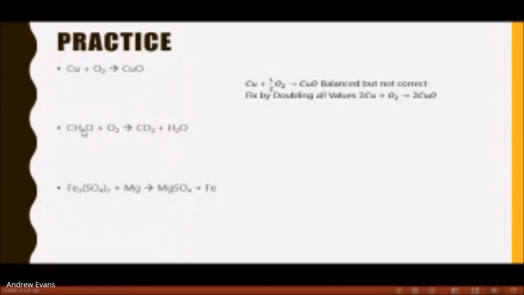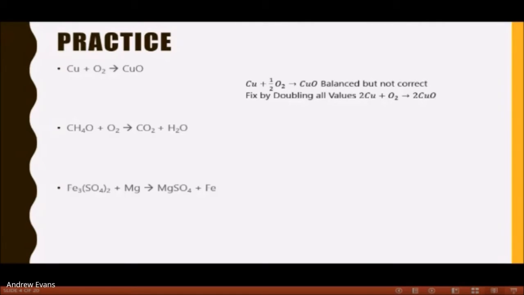Now this one is standard combustion. This one is, probably methanol plus oxygen goes to CO2 and water. Type of reaction we'll see a lot more in the coming day or so. It is that methanol, when we burn a carbon hydrogen compound, is going to produce CO2 and water.